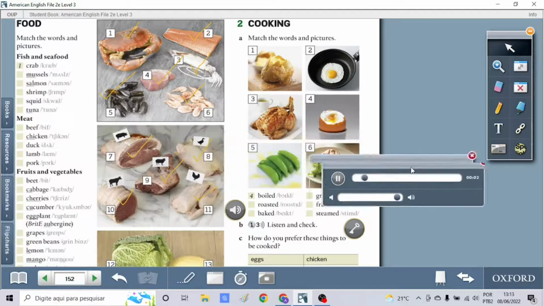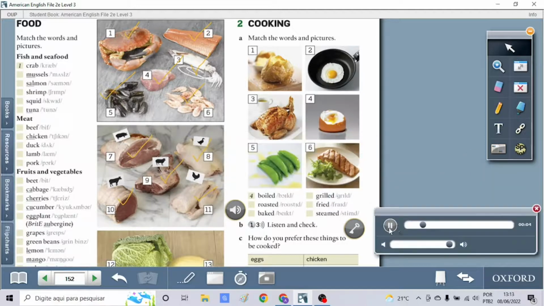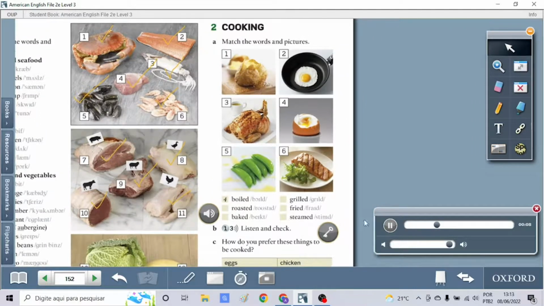1.3. Cooking. 4. Boiled. 3. Roasted. 1. Baked. 6. Grilled. 2. Fried. 5. Steamed.